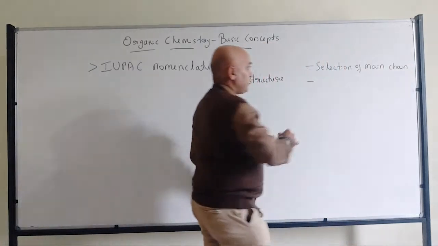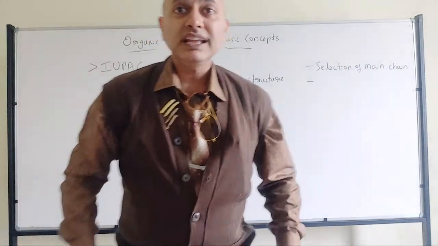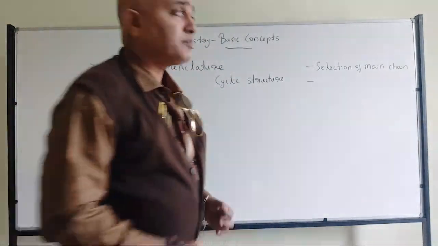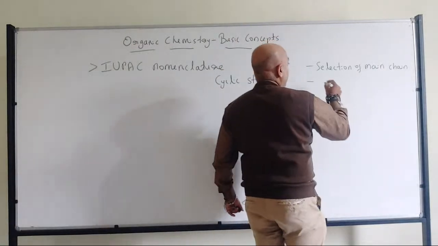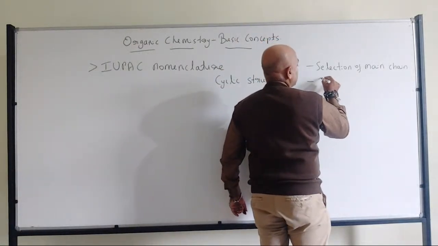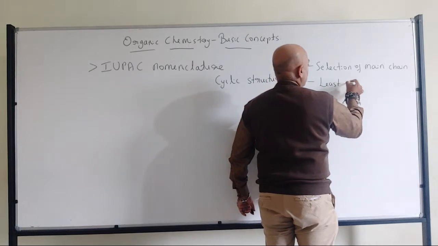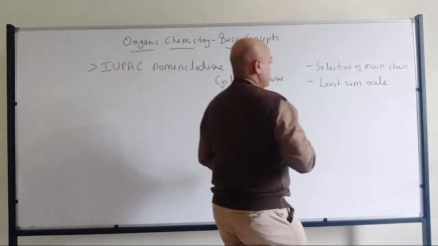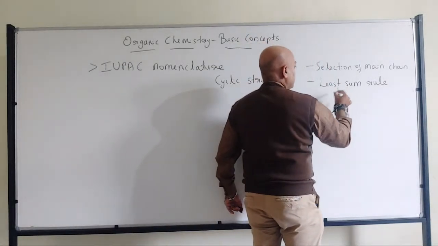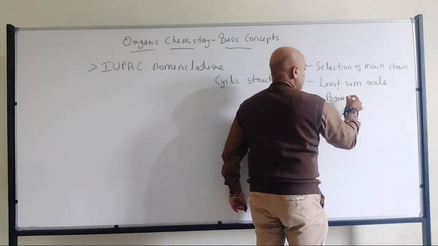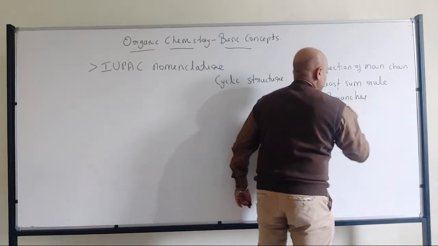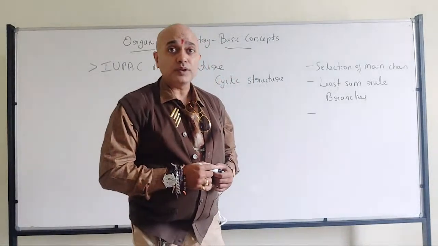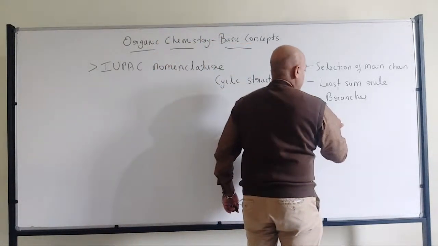First step, what we have to do: first we have to select the main chain, which should have the highest number of carbons. Then we have to apply the least sum rule. Based on the least sum rule, we have to number the branches.